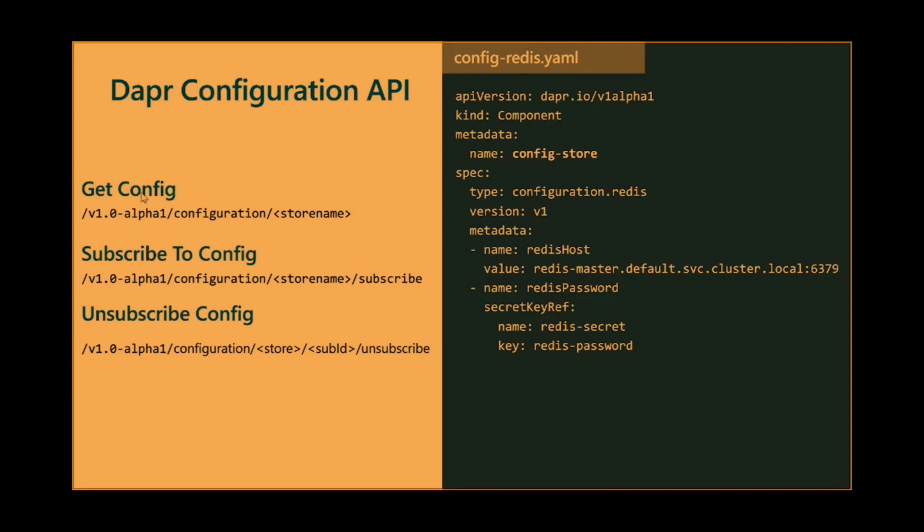Basically, there are three APIs which Dapr configuration provides: get configuration, which can be for fetching all the configurations from this store or for a particular key. Similarly, for subscribe, either to subscribe to any configuration change, that is to all configuration changes, or to subscribe to a particular configuration change. Similarly, there is unsubscribe config, wherein we can specify the subscription ID to which we want to unsubscribe. All right, so enough of the theory part.